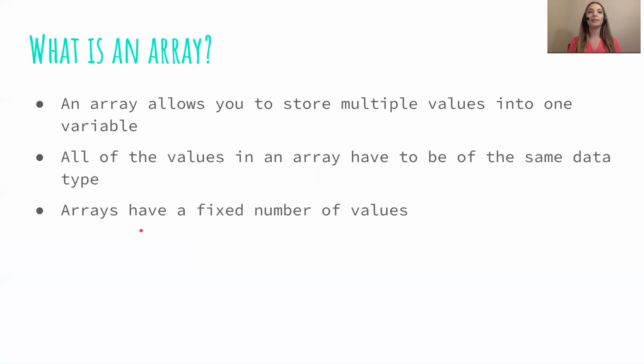For the next couple videos, I'm going to be talking about what an array is. An array is just a way to let you store multiple values into just one variable. All of the values in an array have to be of the same data type, and the array has to have a fixed number of values.